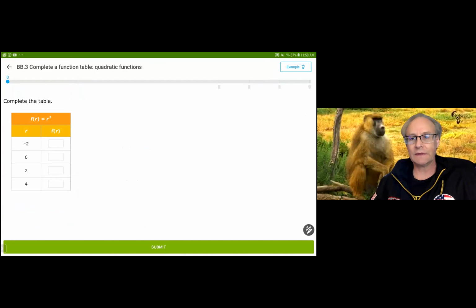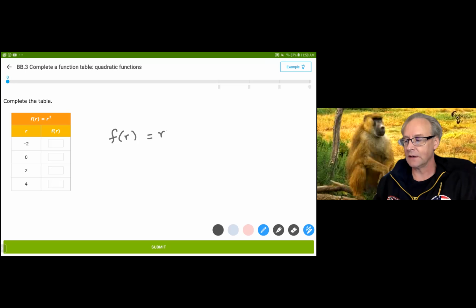So we're supposed to find f of r, which is r squared. So in every case, we're going to be squaring the r values that they give us. Remember that f of r means that you're going to take the r squared and you're going to substitute values instead of r.